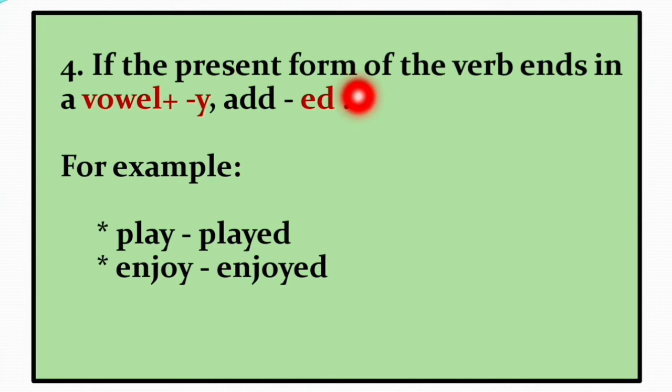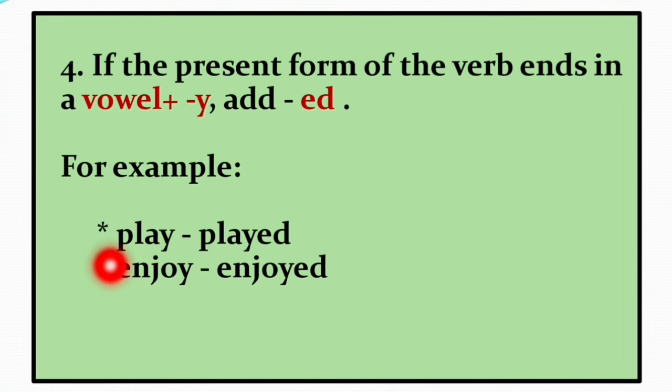If the present form of the verb ends in a vowel plus Y, add ed. So in the previous rule we have seen consonant plus Y. Now look at here, it is vowel plus Y. Vowel means A, E, I, O, U. If our word ends with Y and before that Y we have a vowel letter, then we don't need to remove the Y now. We just need to add ed to it.